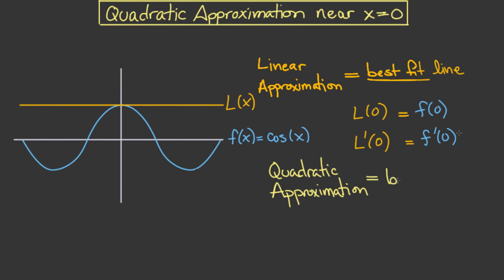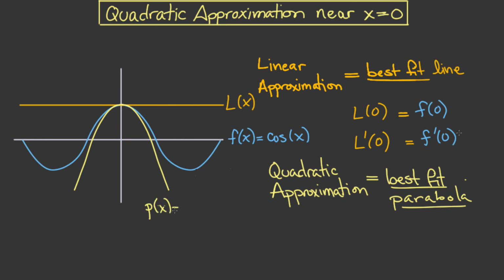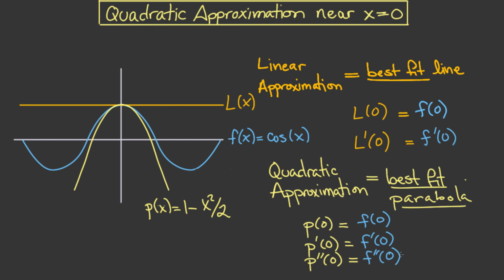The quadratic approximation is the best fit quadratic function, or best fit parabola. In this example, with cosine of x, the best fit parabola is given by the function p of x equals 1 minus x squared over 2. This is the best fit parabola at x equals 0 because the value of the quadratic and the function should agree at 0, the value of the first derivative of the quadratic and the function should agree at 0, and the value of the second derivatives should agree at 0.